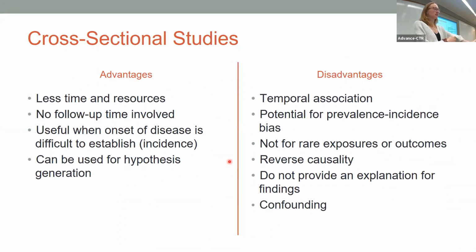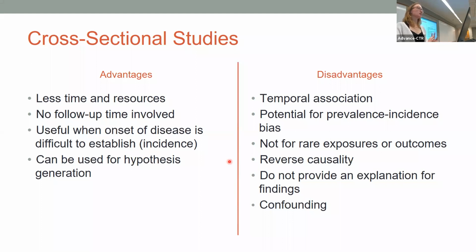So some advantages and disadvantages of a cross-sectional study. It's much less time and resource intensive than a longitudinal study because you just have to collect data at one point, and then once you have it, you can analyze it in whichever ways you want to, but there's no follow-up required. This is a good type of study to use when the onset of disease or the incidence of disease is difficult to establish. This can also be used for hypothesis generation. So you don't have a lot of information, but we're starting to see that there's something going on here between CHD and high cholesterol. What do we think is going on? And then we can use that to maybe conduct a longitudinal or other study.